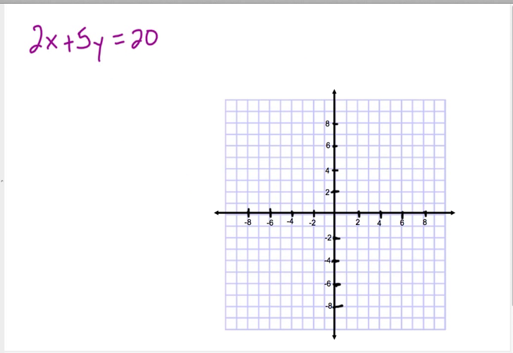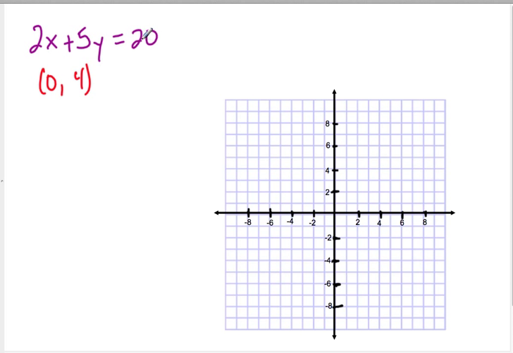Now, if I want to get a graph of an equation, if I'm given this equation in standard form, all I'm going to do is put 0 in for x. So 0 plus 5 times something equals 20. So I know one of the points is going to be 0, 4, right? Because 5 times 4 equals 20.